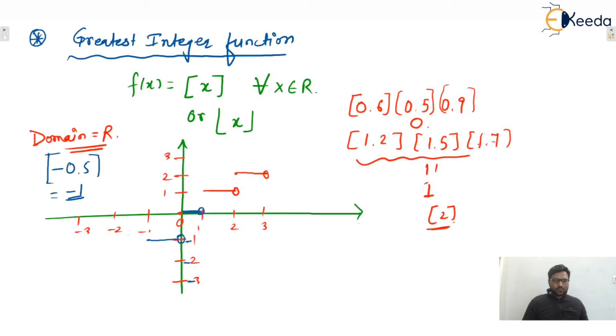Similarly, between -1 and -2, any number, let's say -1.5, the greatest integer function will be -2. So anything lying between -1 and -2, the value will be -2. But remember, -1 is excluded, because at exactly -1 the greatest integer function will be -1 only. I hope this one is clear to everyone.